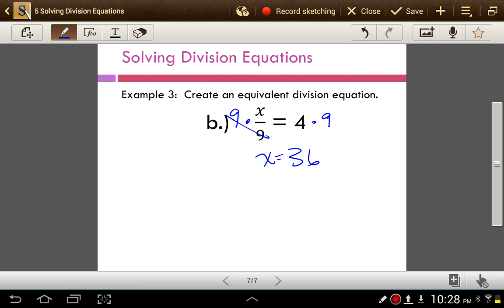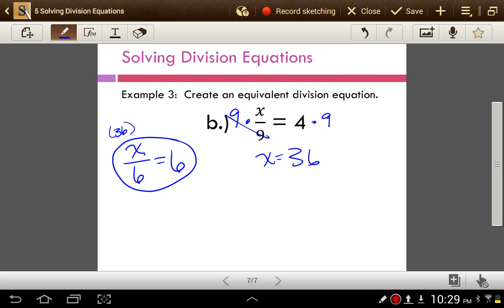In my first one, I'm going to do x divided by, again, x is 36, so I want to think of numbers that go into 36. And there's a lot of options. I'm going to choose 6. x divided by 6 equals, well, 36 divided by 6 equals 6, so x divided by 6 equals 6. Okay, I can multiply those. 6 times 6 equals 36 to check my work.